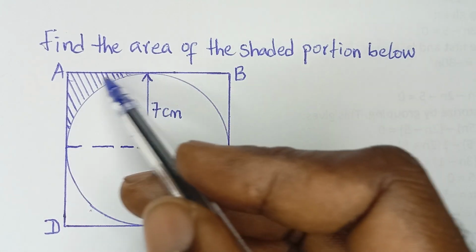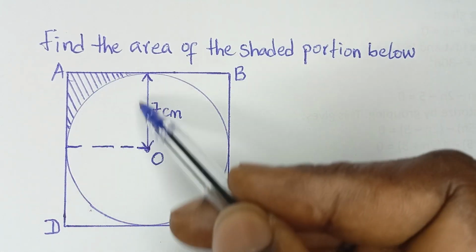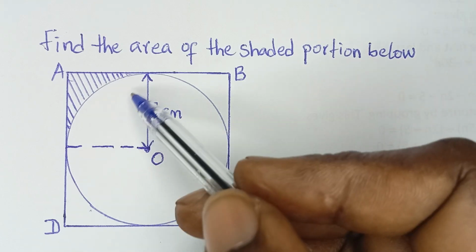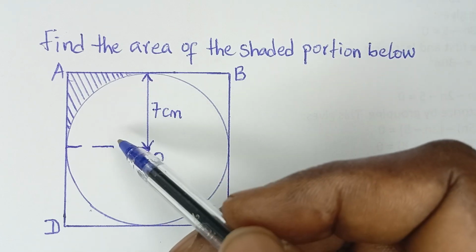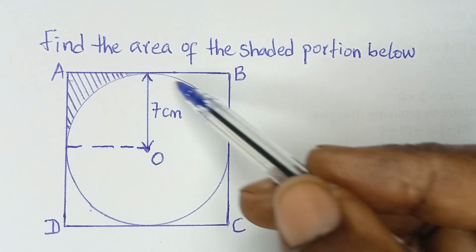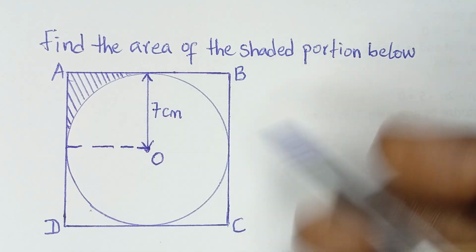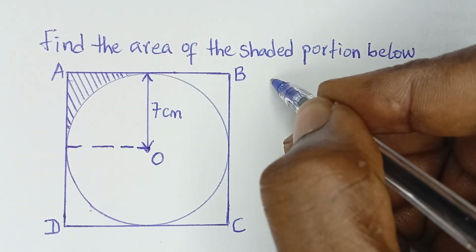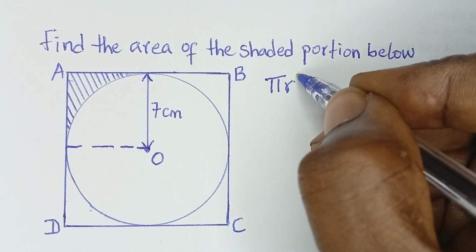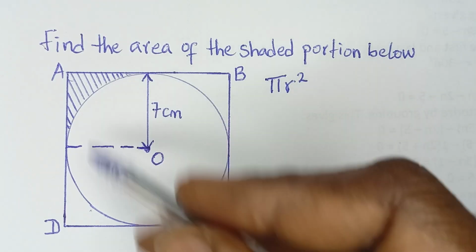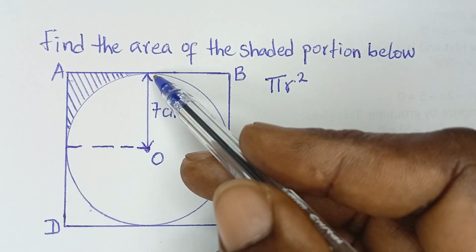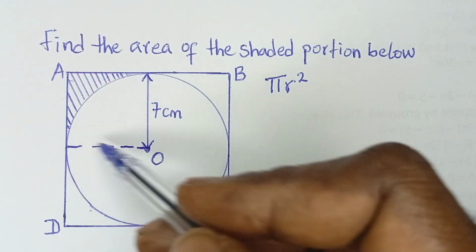So this is a quadrant. That is a quarter of a circle or 1/4 of the circle. So when you divide this circle into 4 parts, this is just one of the parts. Now, the formula for the complete area of a circle is given as pi r square. This is the formula for a complete circle. But here we have 1/4 of a circle. That is a quadrant. That is a quarter of a circle.